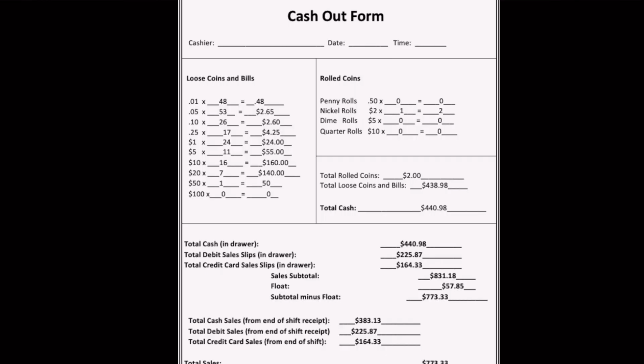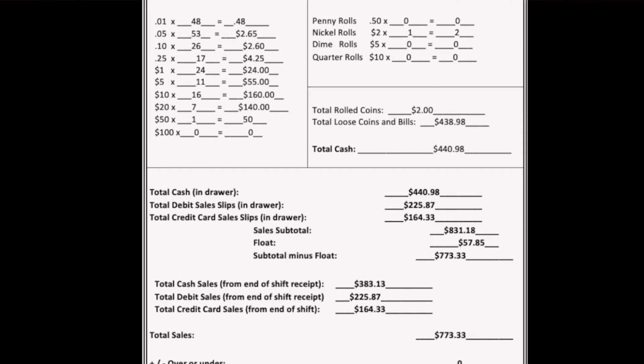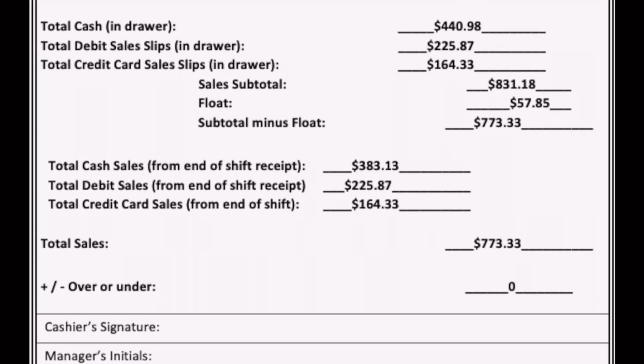There are similarities between the cash out form and the float form. You again see a section for the name of the cashier, the date, and time. You also see two columns, one labeled loose bills and coins, the second labeled rolled coins. Just as you did with the cash float form, you will need to add all the money in your drawer together. It is the lower half of this form that is different.